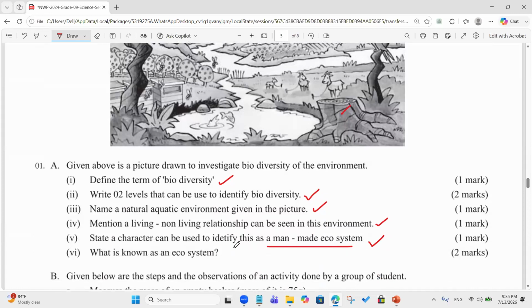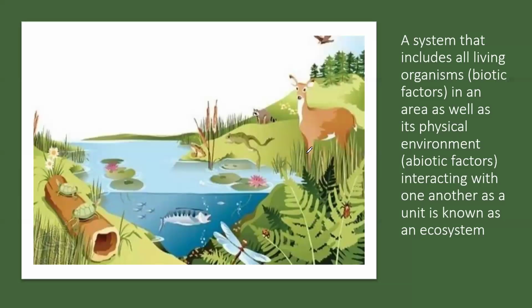What is known as an ecosystem? How do you define an ecosystem? In an ecosystem, there are living things, non-living things, as well as their interactions. So a system that includes living organisms, which we call biotic factors, as well as the physical environment, abiotic factors, and their interactions with one another as a unit, we call an ecosystem.